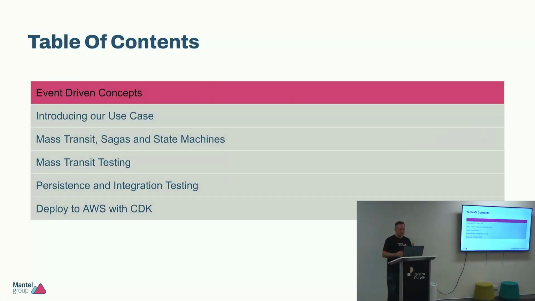Then I'm going to introduce the MassTransit library and talk about sagas and state machines. I'm then going to cover how to test MassTransit with unit tests. I'm going to expand that to adding some persistence to MassTransit and do some integration testing. And finally, at the end, I'm going to look at deploying to AWS with CDK. AWS isn't my go-to thing, but I had an AWS project last year, so I'm like, well, I'm going to write some test code then. And so for this project, I decided to use AWS just to get my head around CDK, which I quite like.